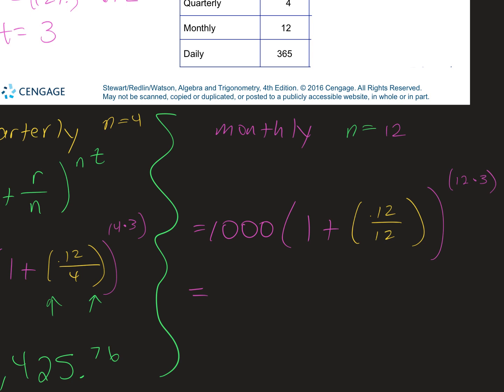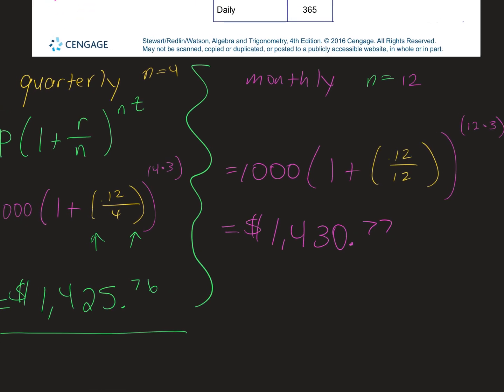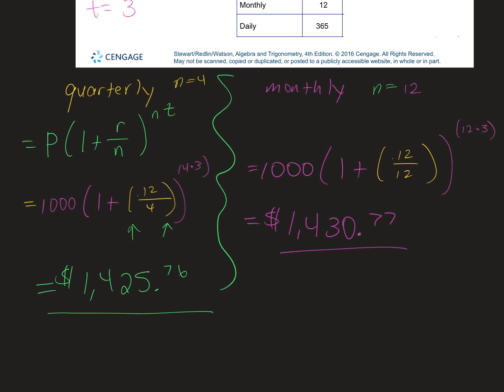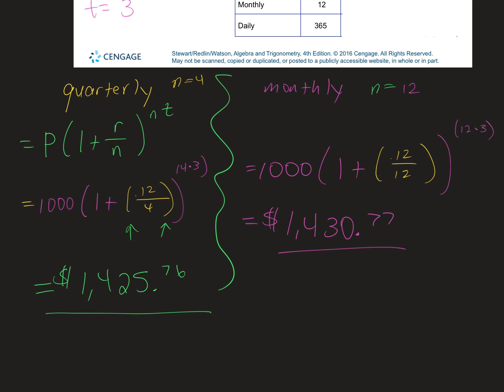Okay, so if we go this way, guys, we're going to say 1,000 times 1 plus parenthesis 0.12 divided by 12, close parenthesis, and you're going to raise it to the 36th power. And you get how much? 1,430 and 77. All right, now look at these two numbers. Are they really far apart? No. When you compound interest monthly versus daily versus quarterly, it doesn't make that much of a difference.